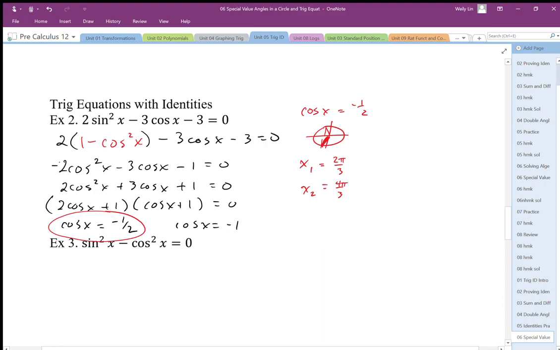The repetitions of these, the period is, there's no compression or expansion, so the period ends up being 2 pi. Okay? So there's the solution for that. I also have a separate solution for this. Cos x equals negative 1. Negative 1 is right there. So theta 1 is equal to pi. And it's going to repeat every 2 pi.